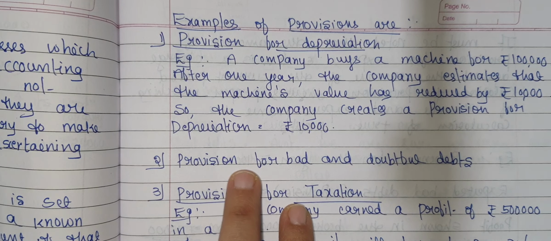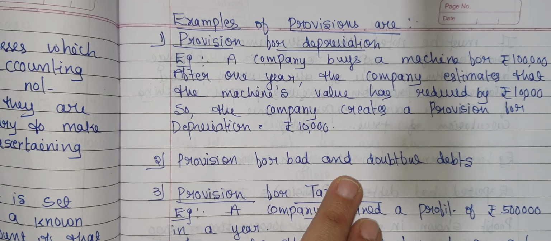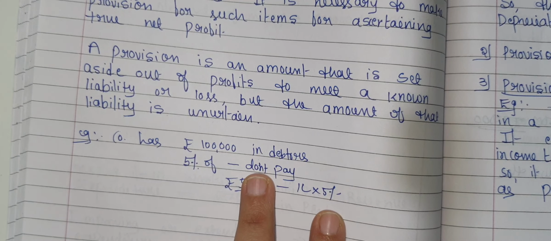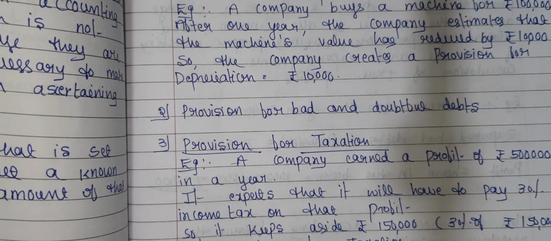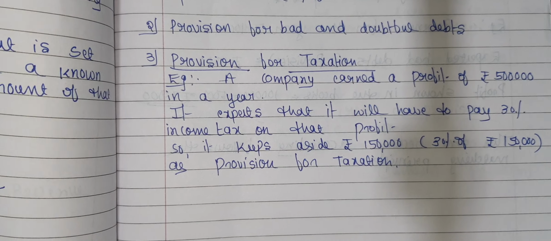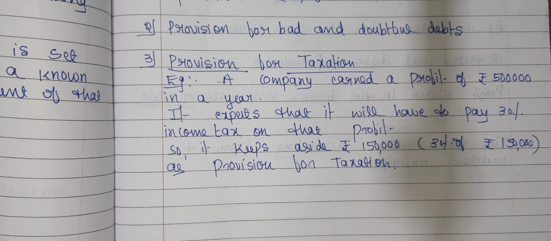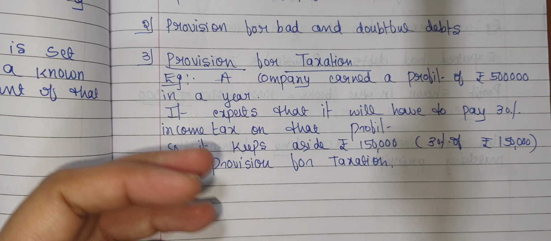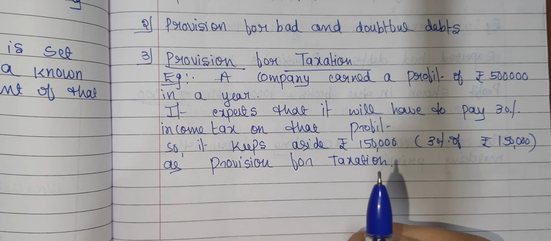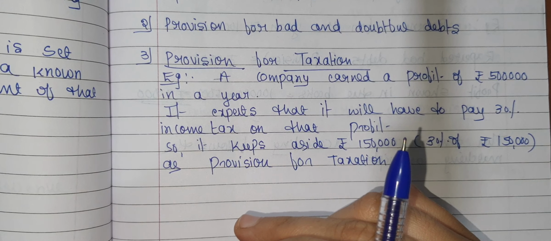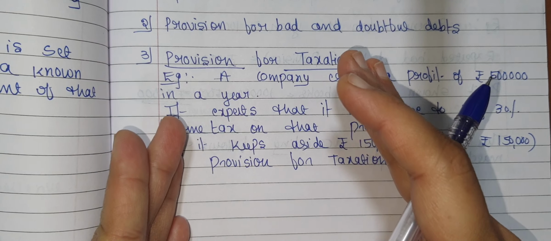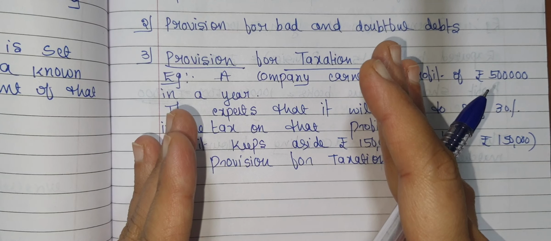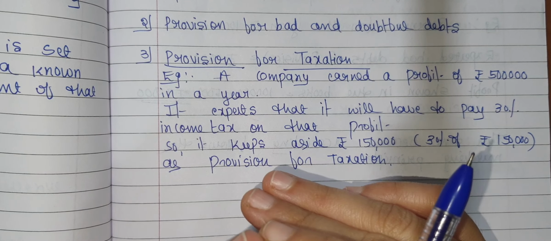Now second example is provision for bad and doubtful debts. Here we have already discussed this example. Clear? And third one is provision for taxation. Provision for taxation. It means what? Here every business has to pay income tax on the profit, right? That it earns during the year. But at the end of the accounting year, the exact amount of tax is not yet known.